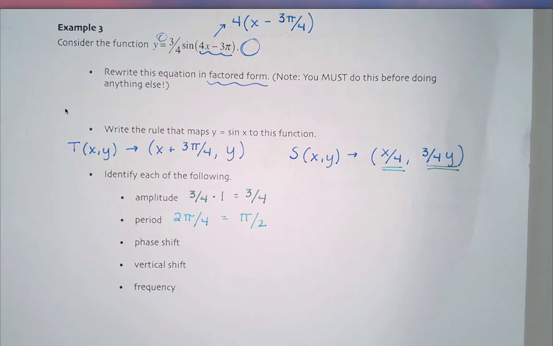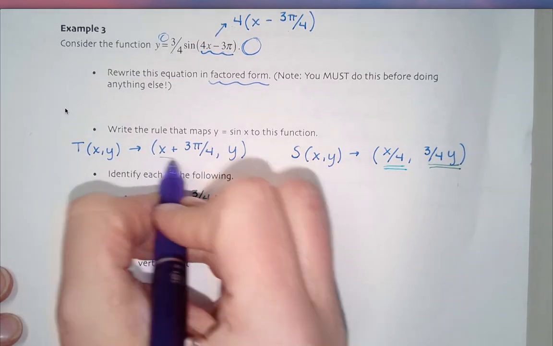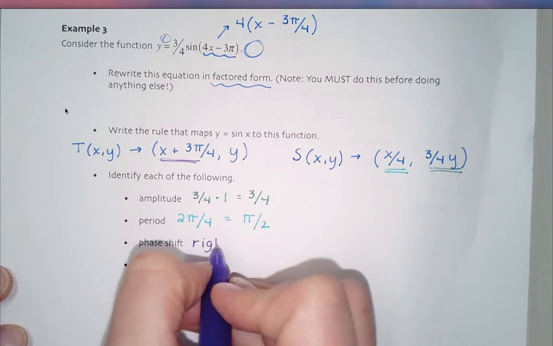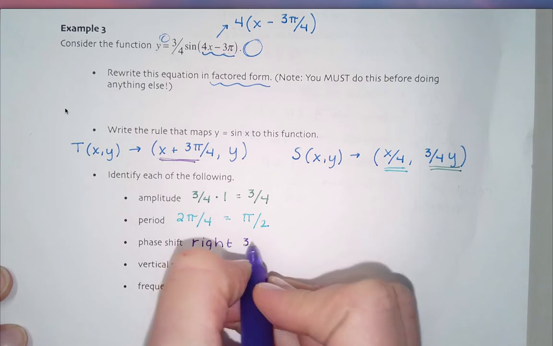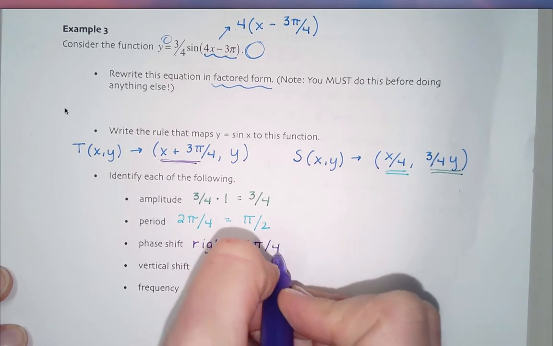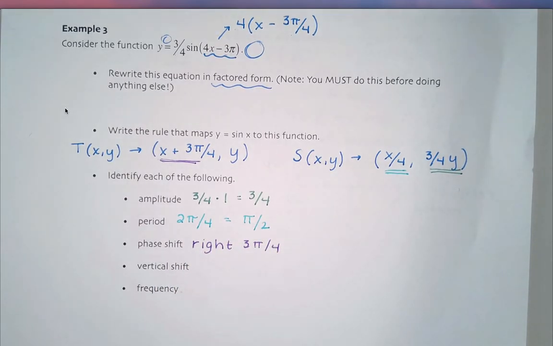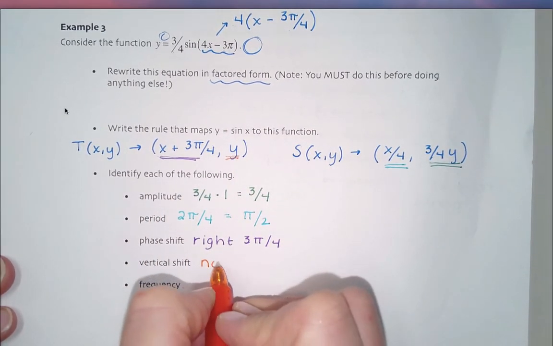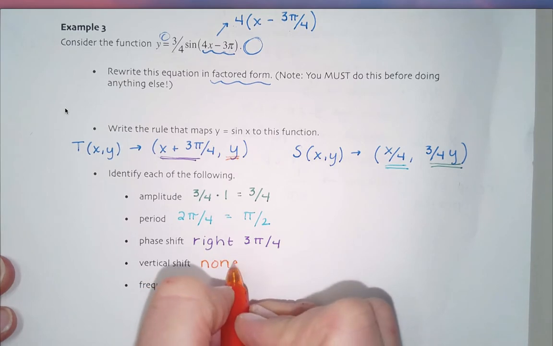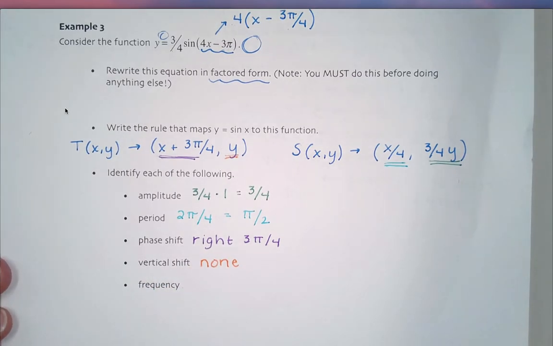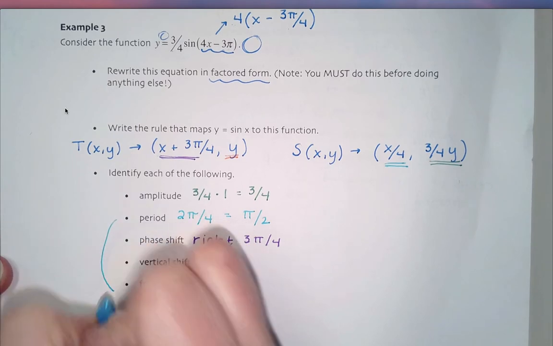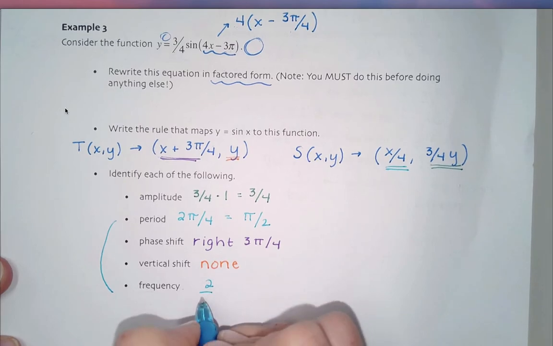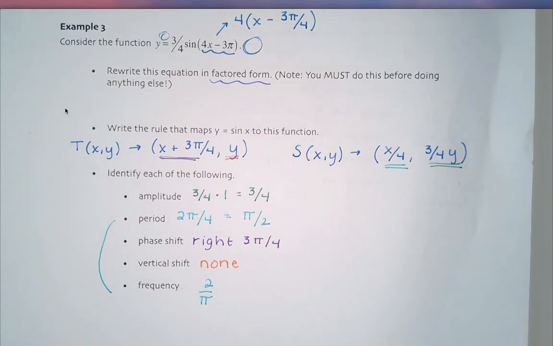Phase shift here is this thing, and that is saying that we're going to the right by 3 pi over 4. Vertical shift, we said nothing is happening to the y, so we can just say none or 0 would be fine. And then frequency is, let's take the period and flip it over. So the frequency would be 2 over pi, and we can just leave it like that. That can be my frequency.